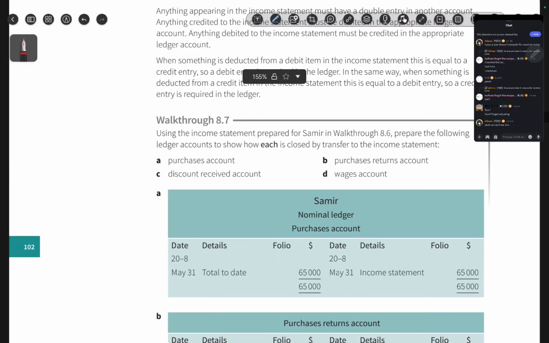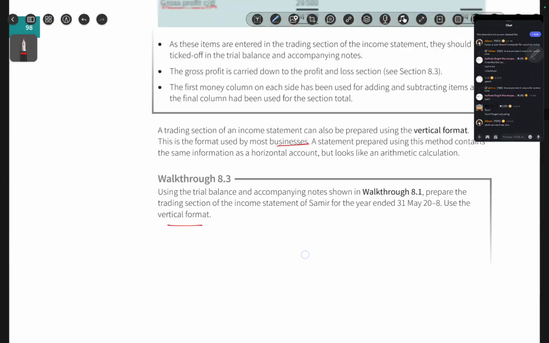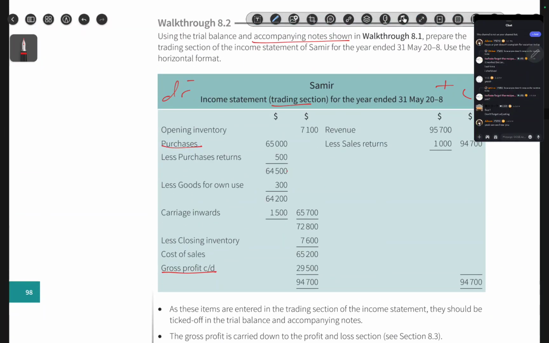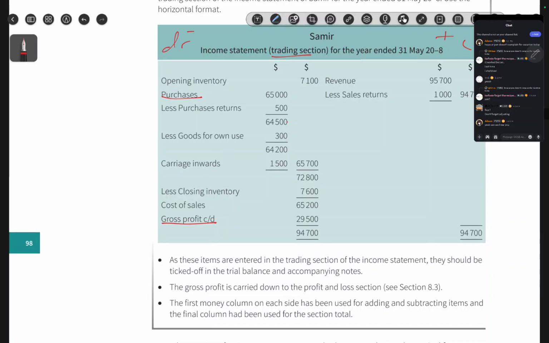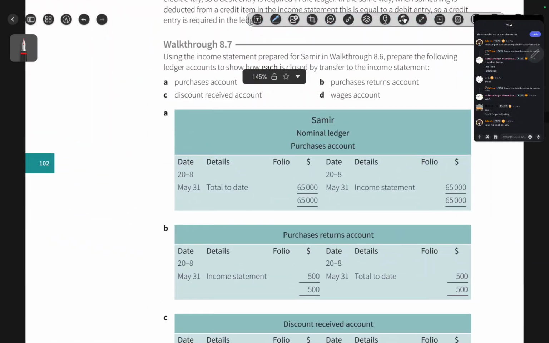Okay, they only ask us to make the purchase account. Let's just take purchases then. So you see purchases come on the debit side of the income statement right here. This is the debit side. So in your purchase account, income statement will come on the credit side. As you can see, this is the credit side, and this is our income statement.